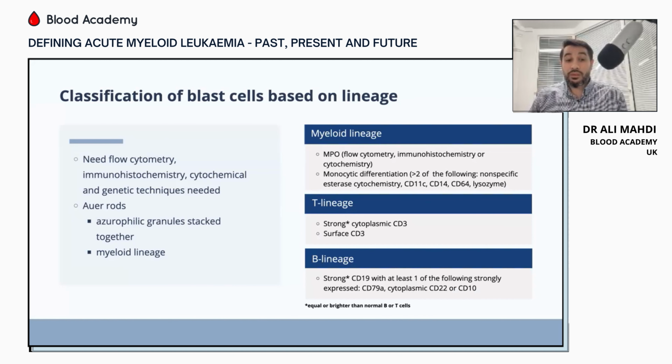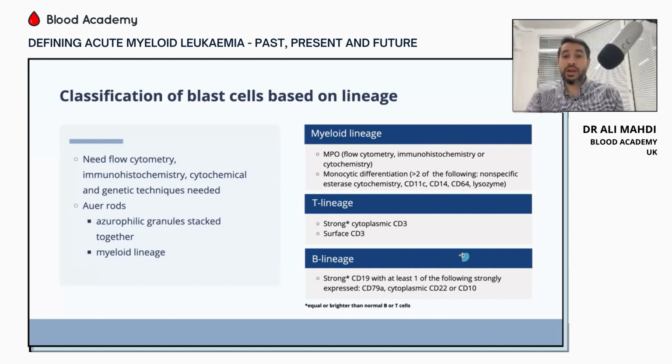By morphology alone, we can't really tell whether a blast is myeloid or lymphoid or of ambiguous lineage unless we have the presence of Auer rods. Auer rods are pathognomonic for patients with myeloid leukemia, acute myeloid leukemia. They can be seen in very rare instances in patients with lymphoid and plasma cell disorders. But generally speaking, if you see Auer rods, then we're dealing with a myeloid malignancy. Outside of that, it's very, very difficult, if not impossible, to specify lineage based on morphology alone.